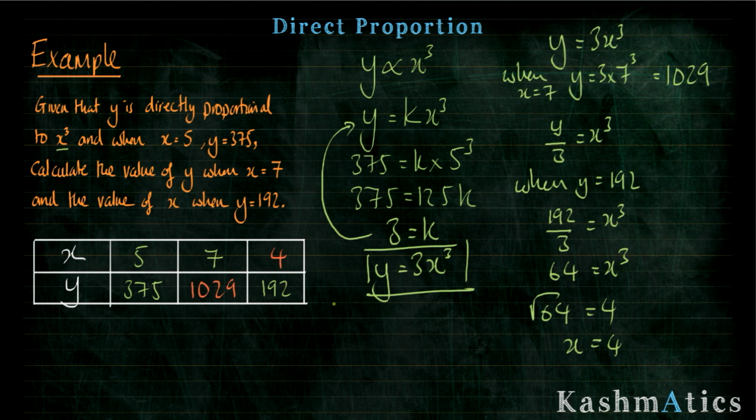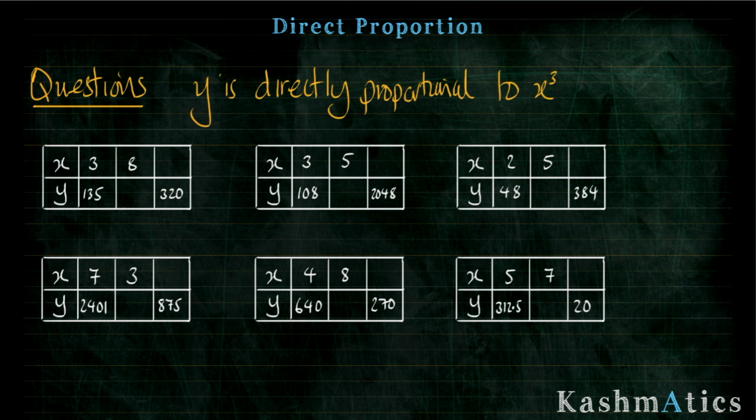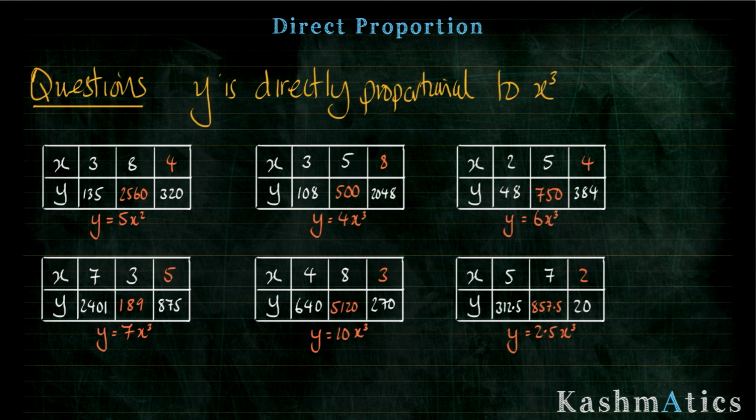So just like before, pause the video and absorb all that information. And if you need to watch it again, please watch it again before you do the questions. So here's 6 questions for you to try. Remember, the relationship is y is directly proportional to x cubed. Pause the video and I'll give you the answers shortly. So the answers are coming up in 3, 2, 1, and there you go. All right, so you've got the missing numbers in the tables and the relationship underneath each table.